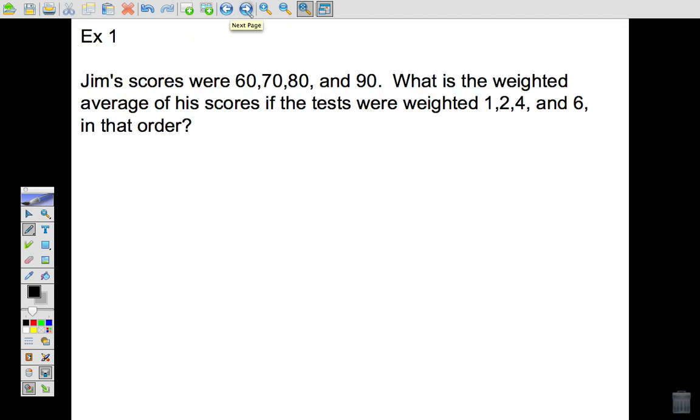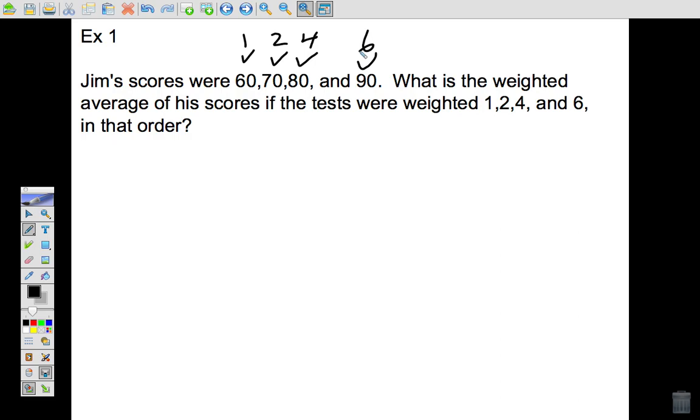Okay, in example 1, it says Jim's scores were 60, 70, 80, and 90. So maybe these were scores on a test. So on one test he had a 60, another one 70, another one 80, another one 90. Now what is the weighted average of his scores if the tests were weighted 1, 2, 4, and 6 in that order?